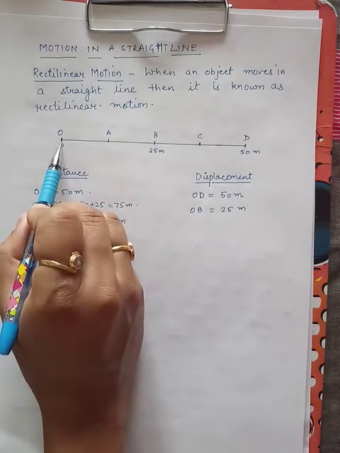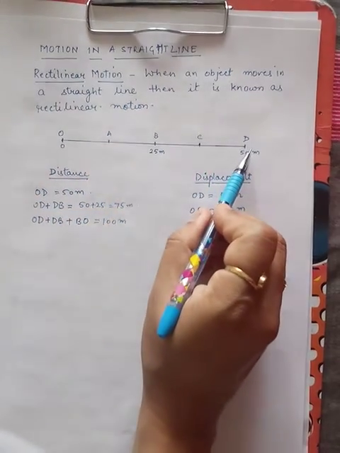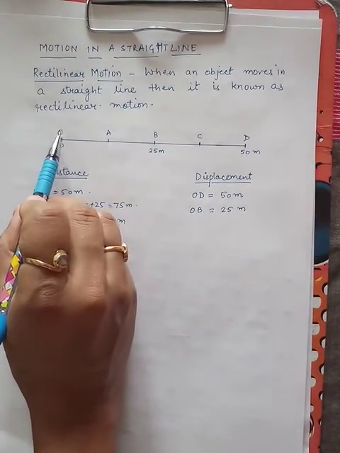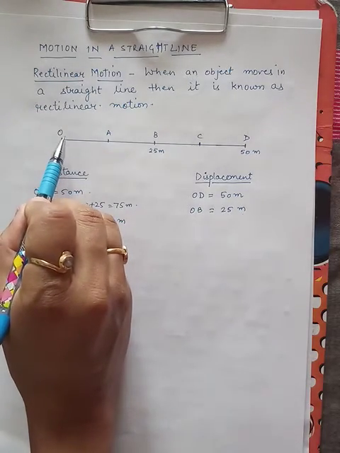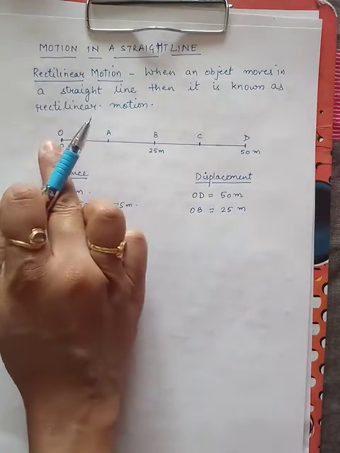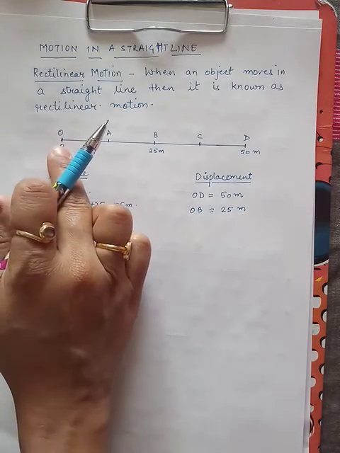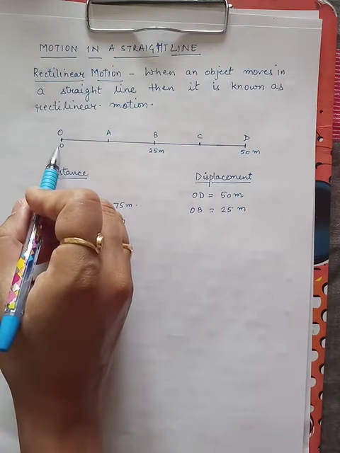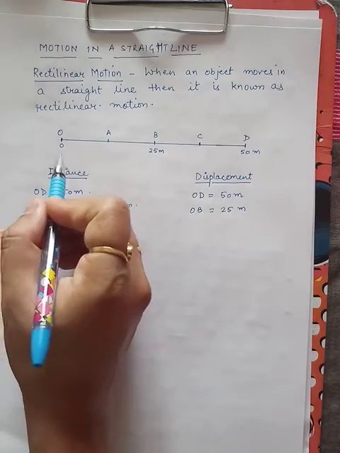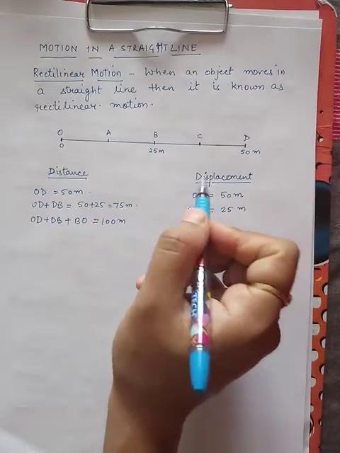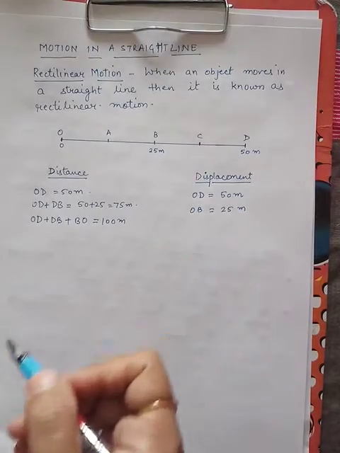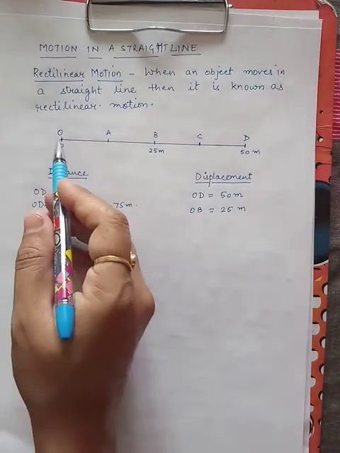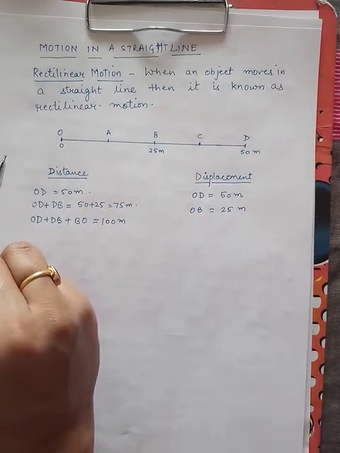How? Because the initial point is this, the object is moving till here and then it has moved till here, then again it has moved to this. Now what is the initial position? This. What is the final position? This only. Because initial and final positions are the same, that means the object has come back to its initial point, its starting point. Then it means its displacement is 0. That means it has not been displaced. It is having the same position, coming back again to the same point.